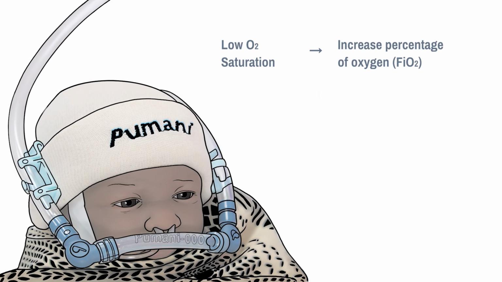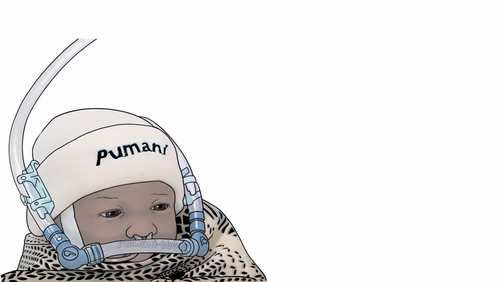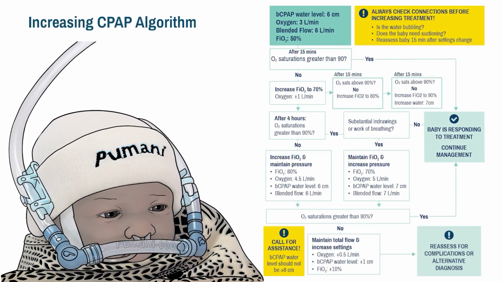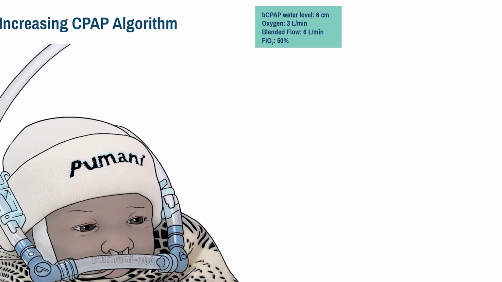Once the saturation levels are above 90%, the baby does not need more oxygen. However, if they continue to have increased work of breathing, they may need a bit more pressure. So, how would this work in practice? These are your starting settings.